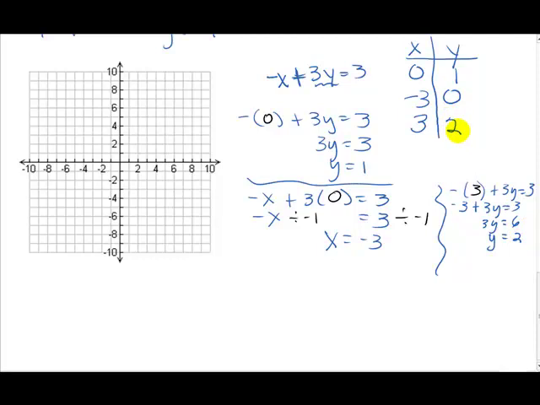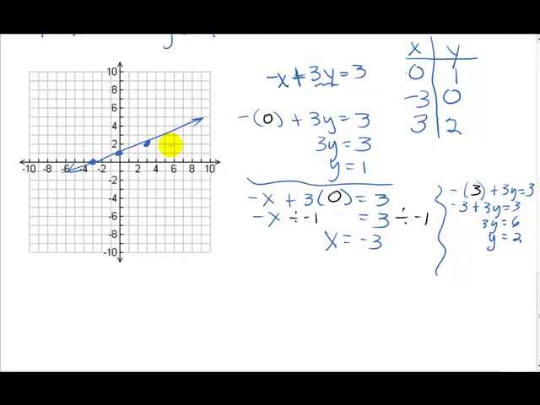And let's graph it. Make sure that we're graphing both of the intercept numbers. So 0, 1, -3, 0. And then +3, +2. And then we've got a straight line going through there. Now, hopefully your line will be better than mine.